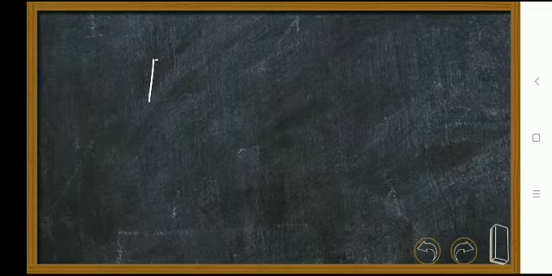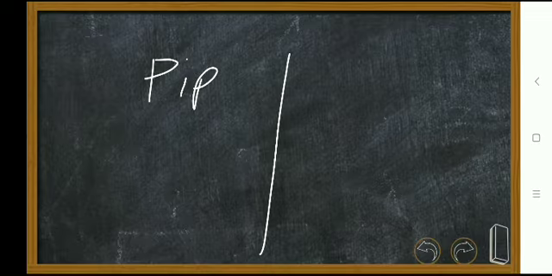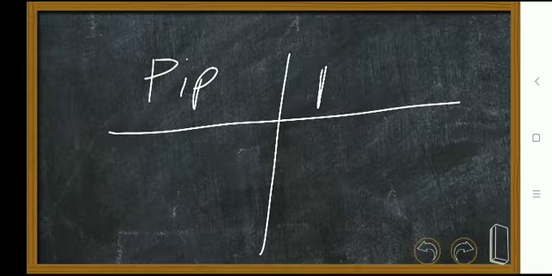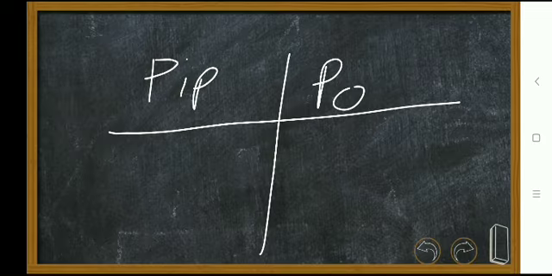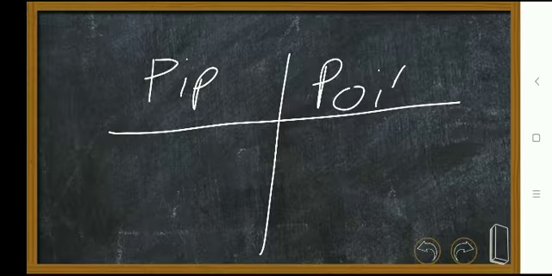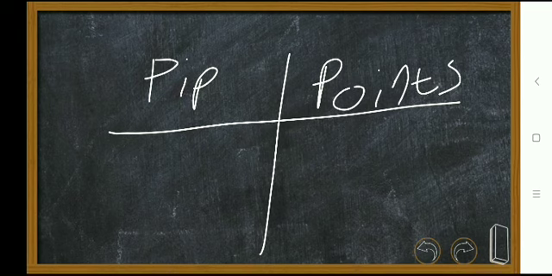Let me do it like this. Pip is point. It's very important that you get this information right there. It's very important. Sorry for that. That you get this information.